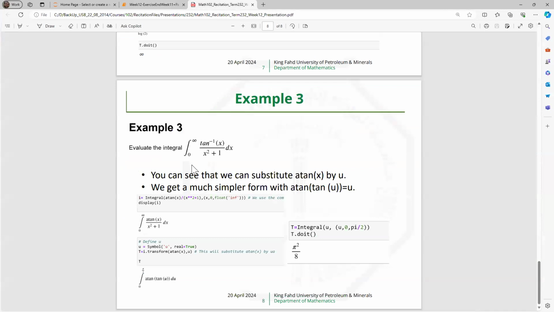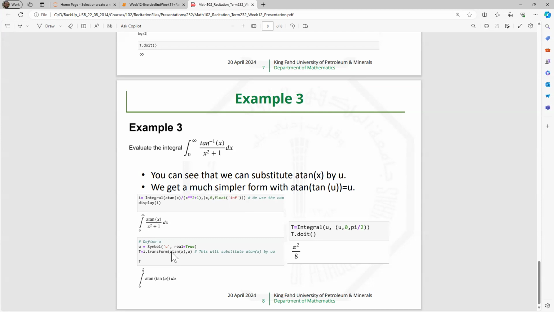So the example 3 now, integral from 0 to infinity of tan inverse of x over x squared plus 1. You can see that we can substitute the arctan here by u. And if we substitute the arctan by u, what do we have? We have du is going to be 1 over x squared plus 1, all times dx, which we already have. Okay? So first of all, we define the integral of arctan, a tan, using the simplify package, divided by x squared plus 1, again from 0 to infinity. We display this is our integral.